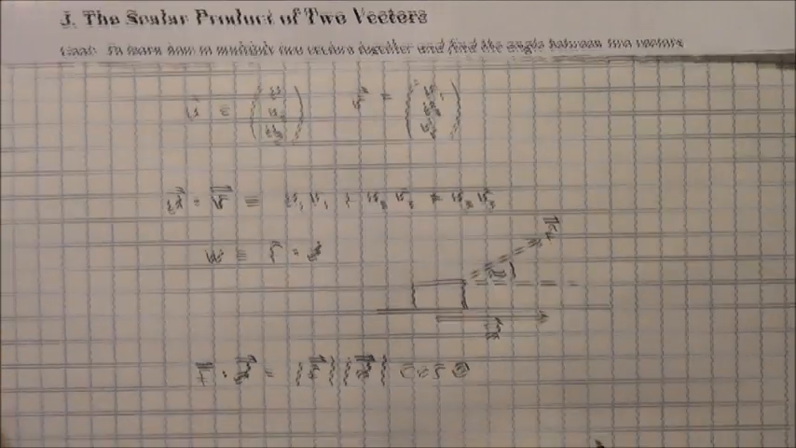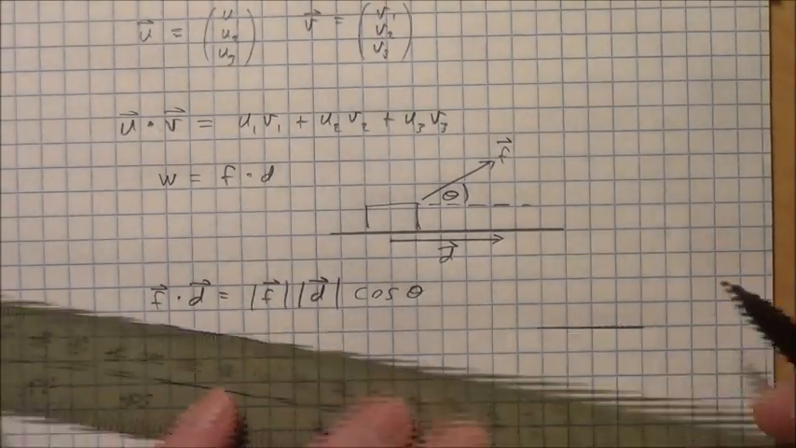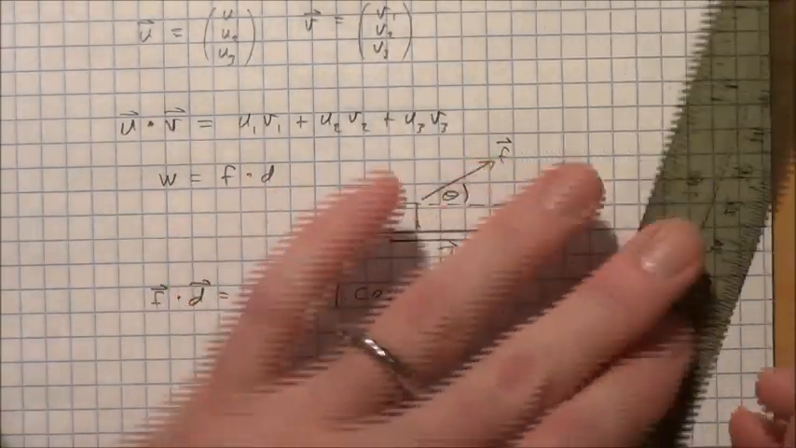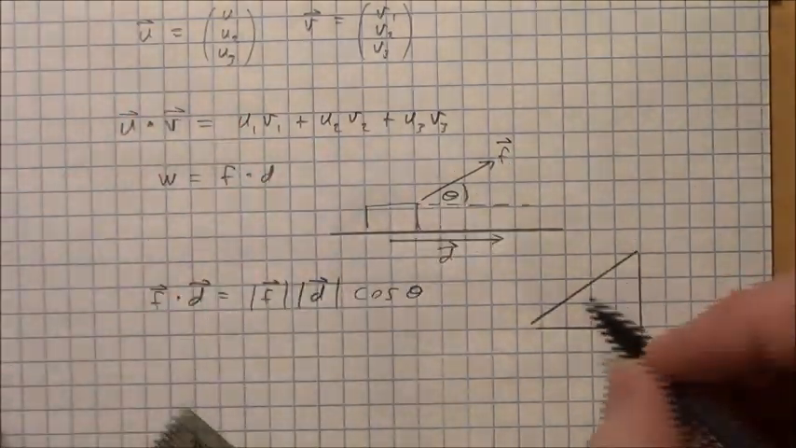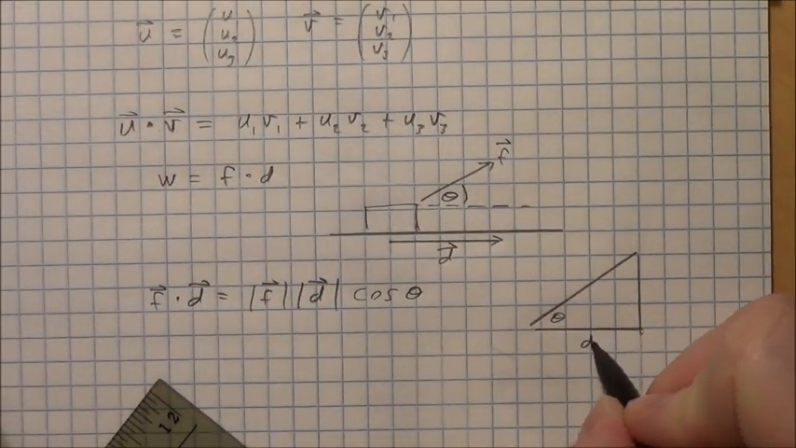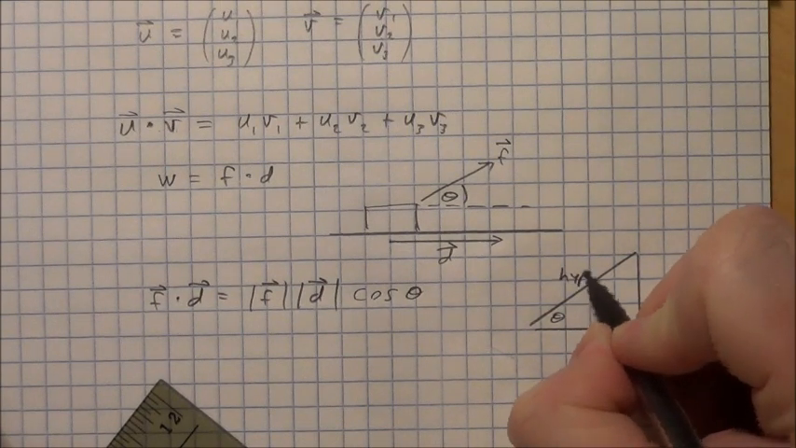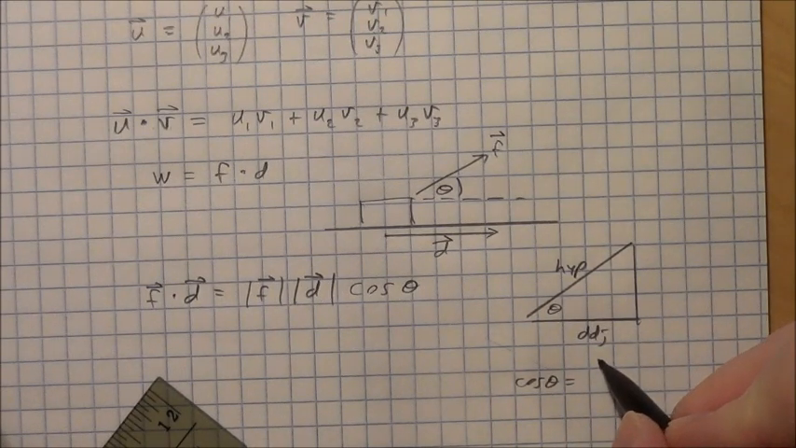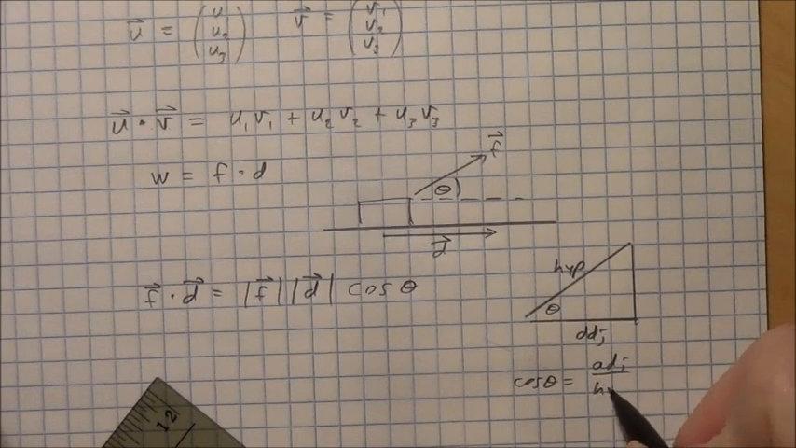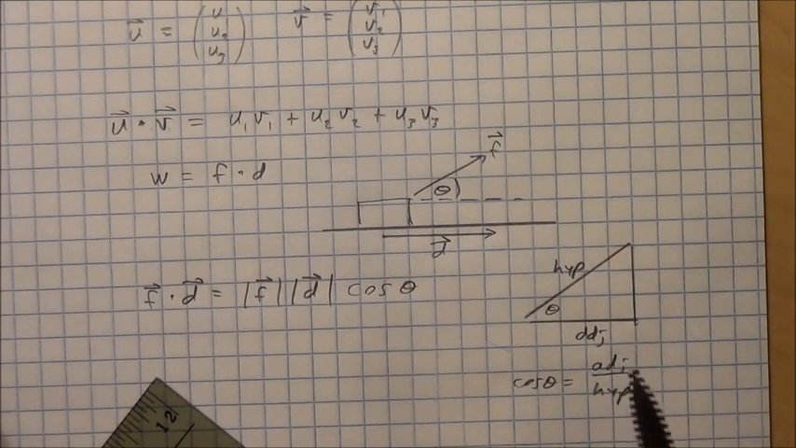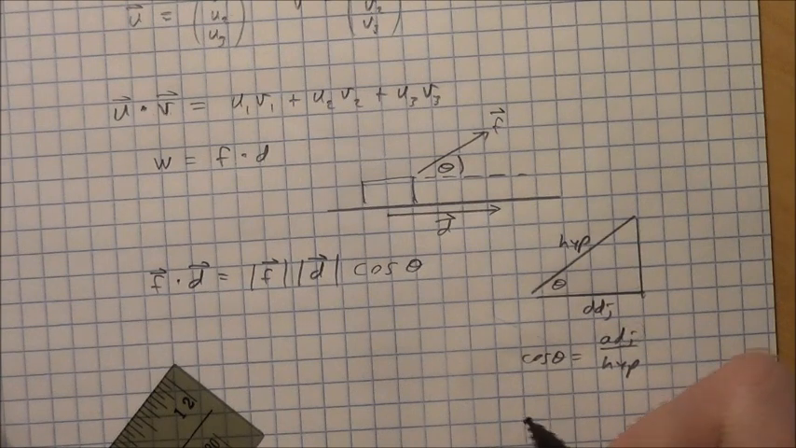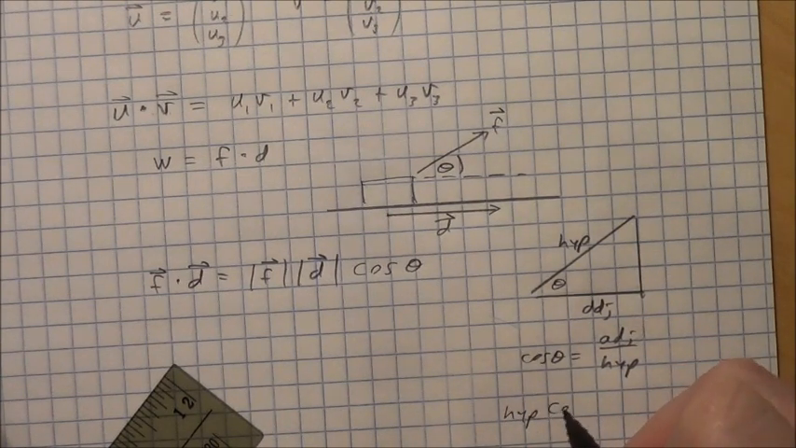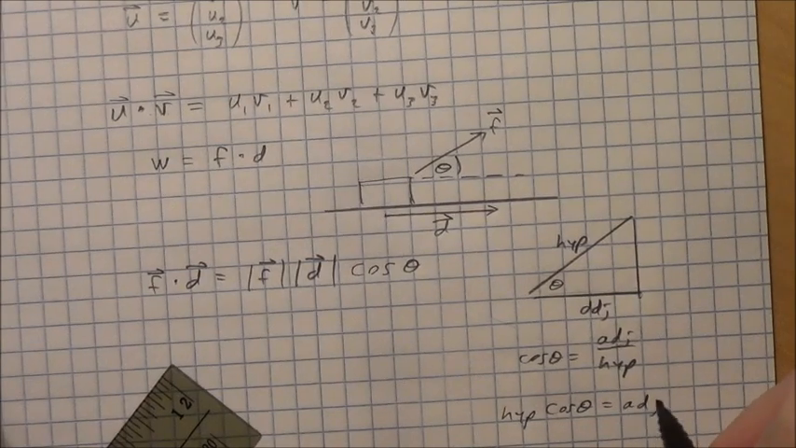And it's cosine theta because if you have a right triangle, then the adjacent and the hypotenuse are involved with cosine. So cosine theta is the adjacent over the hypotenuse. And if we're looking for the adjacent side, then we multiply both sides by the hypotenuse. So the adjacent side then becomes hypotenuse multiplied by cosine theta, that equals the adjacent.